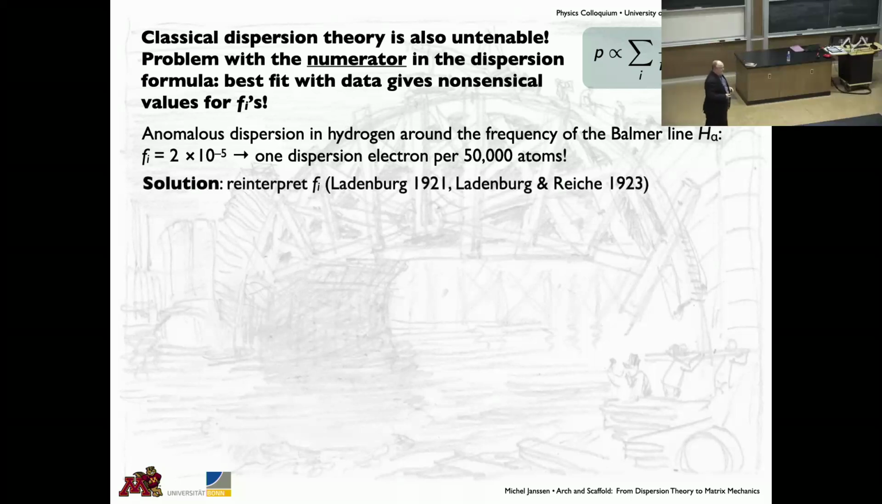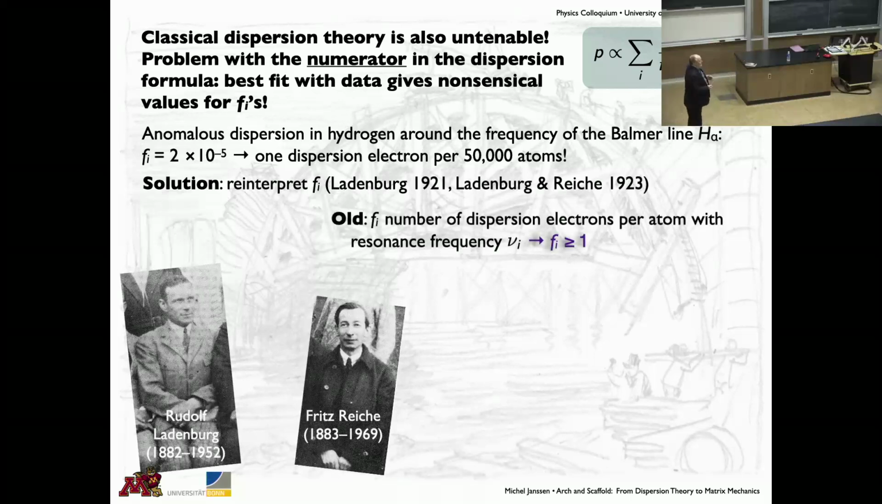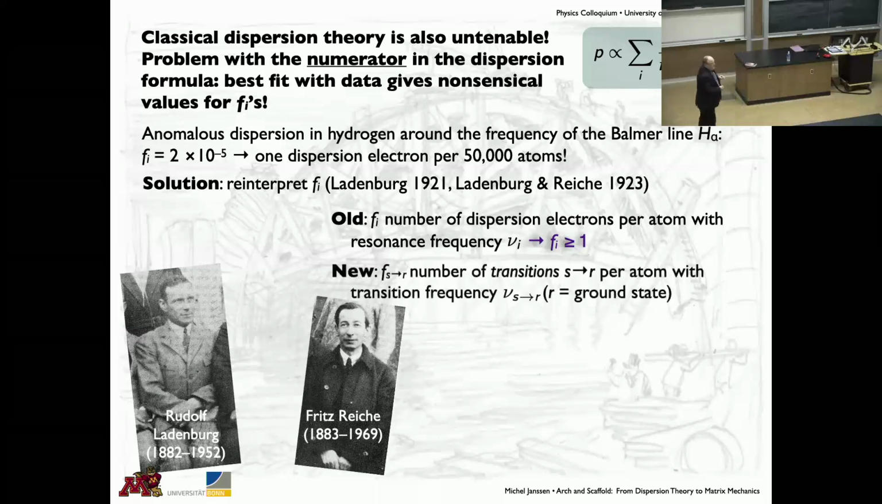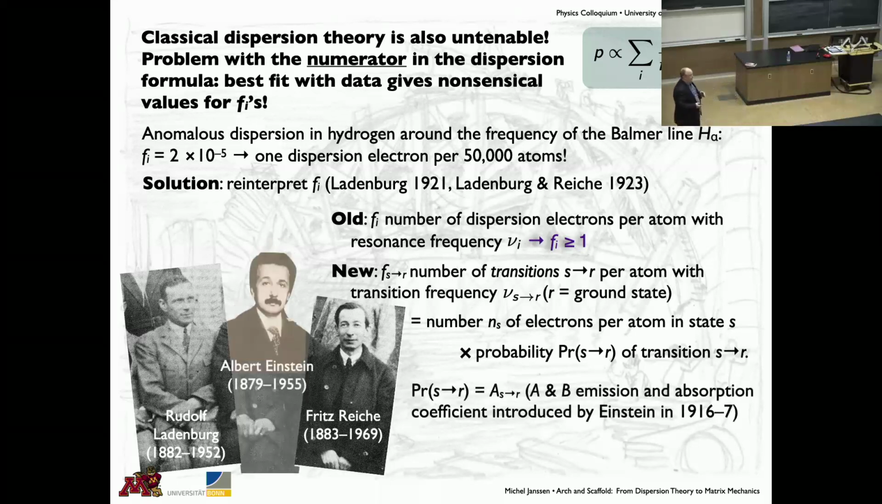This problem was solved by Ladenburg in 1921, and in collaboration with Reiche, further developed. Ladenburg was an experimentalist, Reiche the theorist. What they did is they reinterpreted this oscillator strength. Before it was the number of dispersion electrons. In their theory, it becomes the number of transitions, okay? They focused on the ground state. So the number of transitions from some excited state to the ground state would be equal to the number of electrons that are in the excited state times the probability that they're going to make a transition to the ground state. And for that, they used the Einstein A and B coefficients from Einstein's 1916, 1917 work.